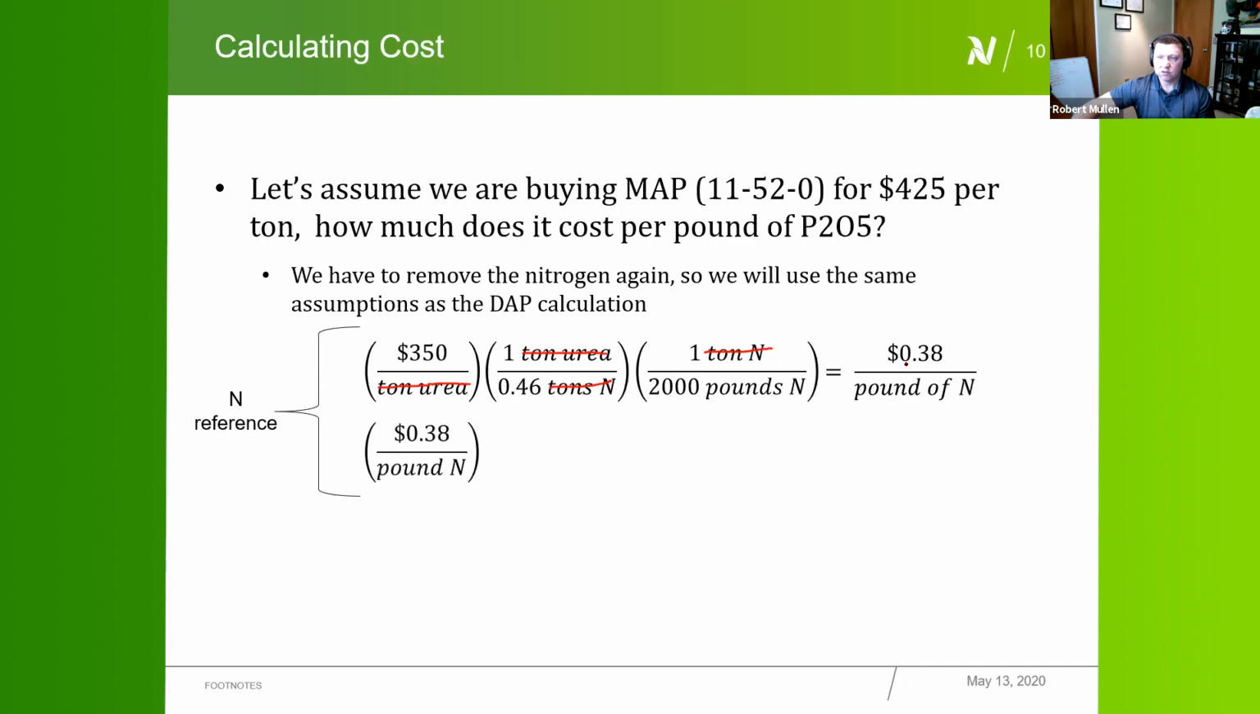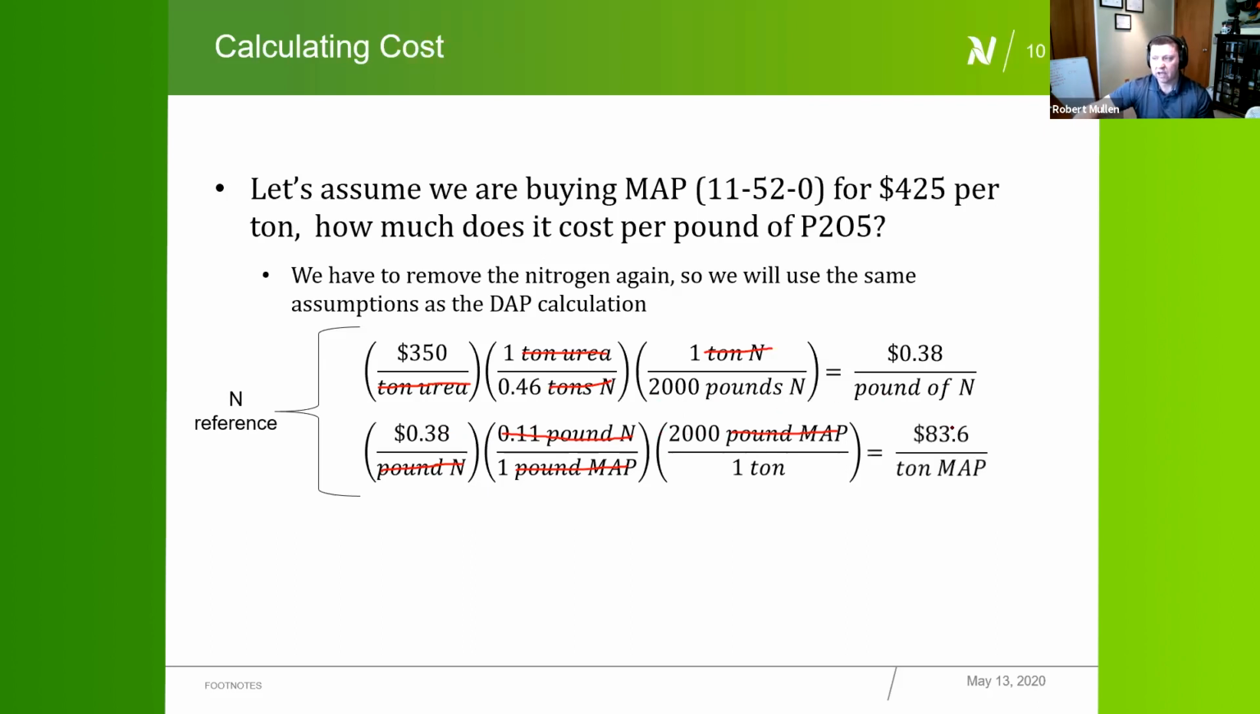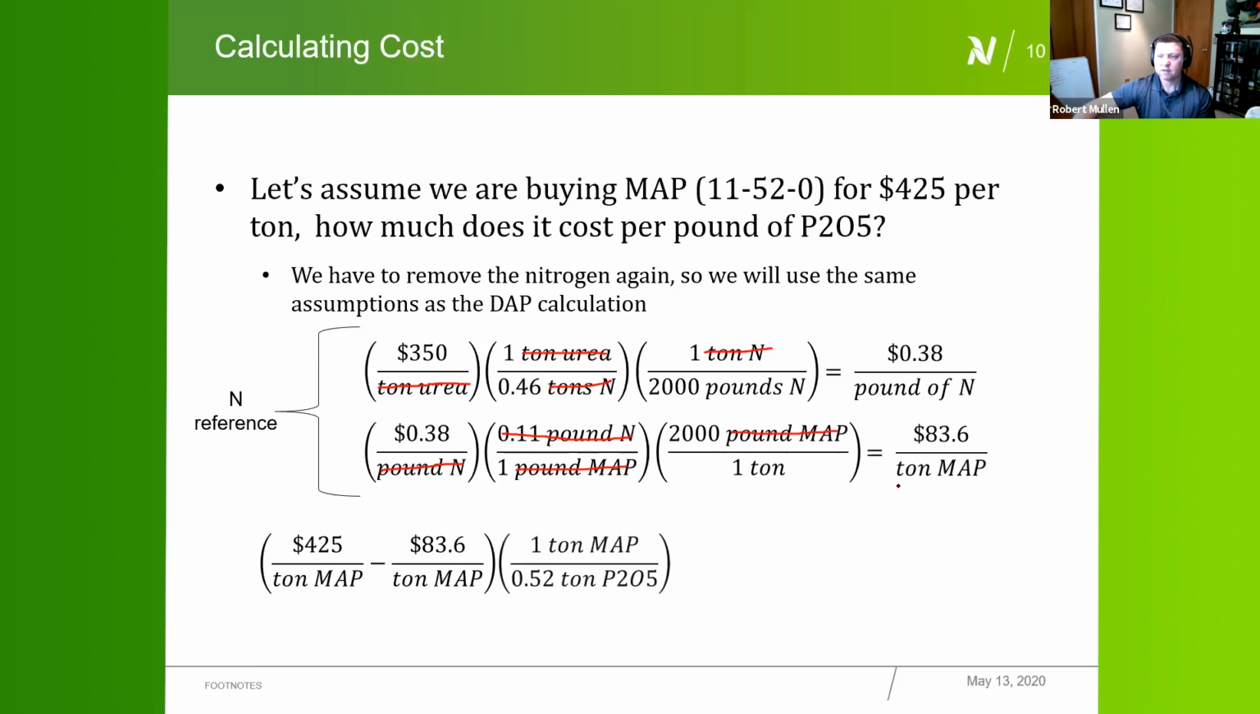And I have to go through the same process. I know that I've got 38 cents per pound of nitrogen. I know that I'm getting 0.11 pounds of nitrogen per pound of MAP that I'm supplying. I got to get this on the price per ton basis, and you do the math, 0.38 multiplied by 0.11 multiplied by 2,000, and you wind up with $83.60 per ton of MAP attributed to the value of nitrogen in that material. Same math as before, 425 minus that 83.6.